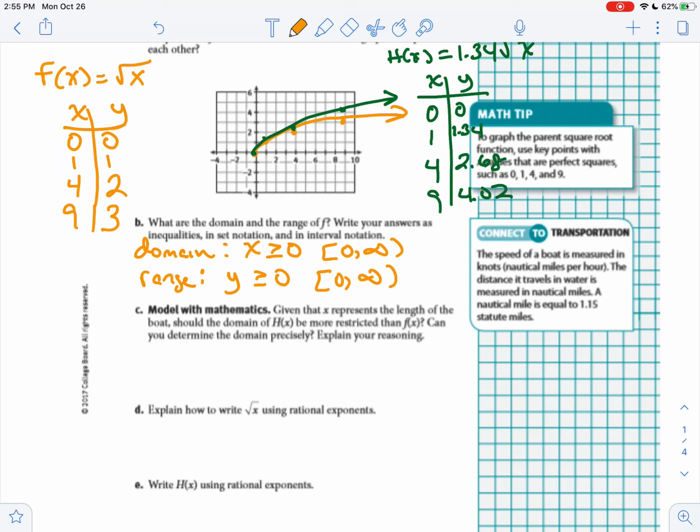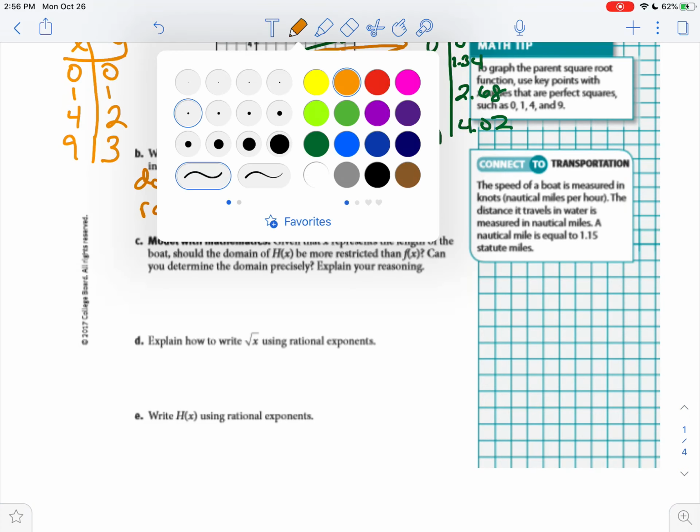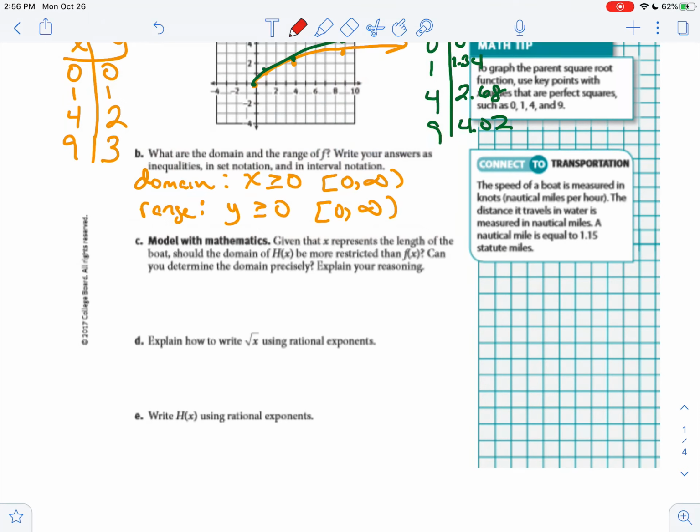Given that x represents the length of the boat, should the domain of h of x be more restricted than f of x? Well, the domain of h of x should be a non-negative number, the same as with f of x, but it really shouldn't go off to infinity. That's the only thing we would really have to change there. So we shouldn't think about going from 0 to infinity for domain or for range, because again, we're talking about a real situation here, the length of a boat.